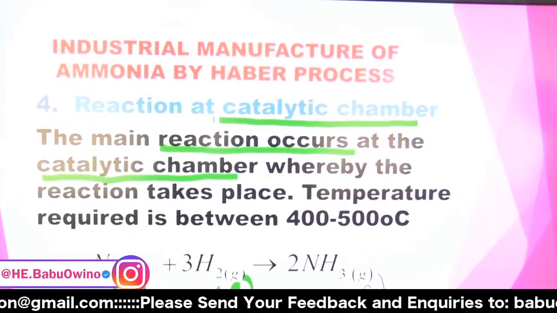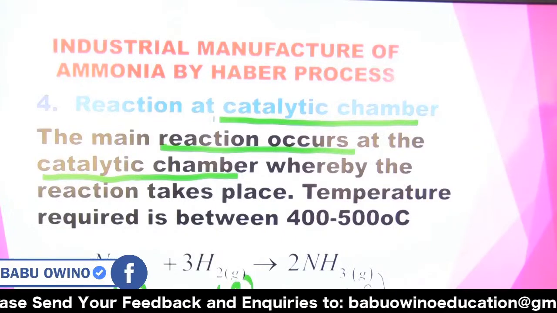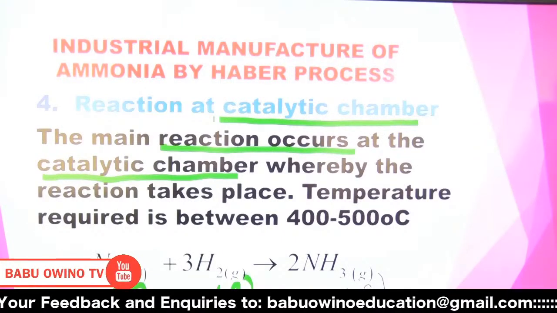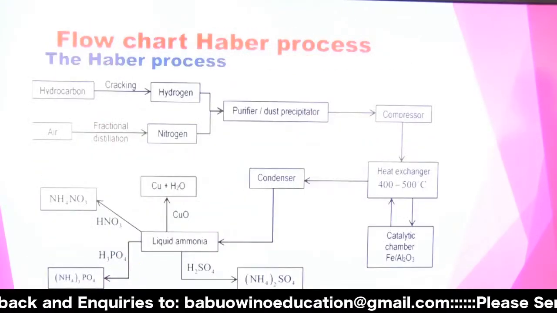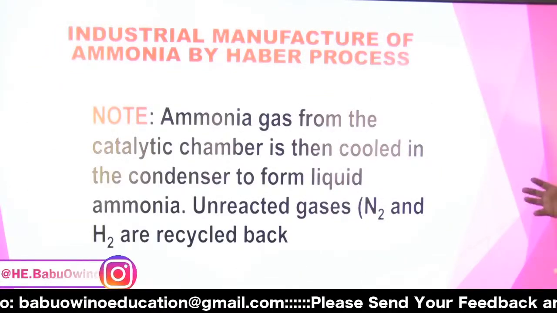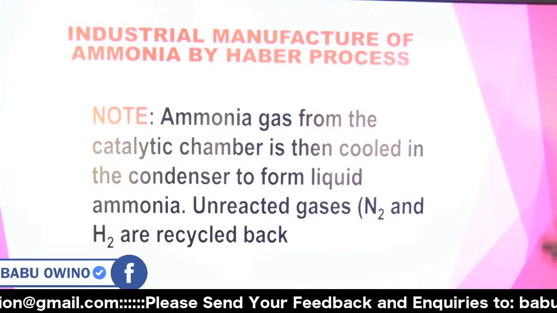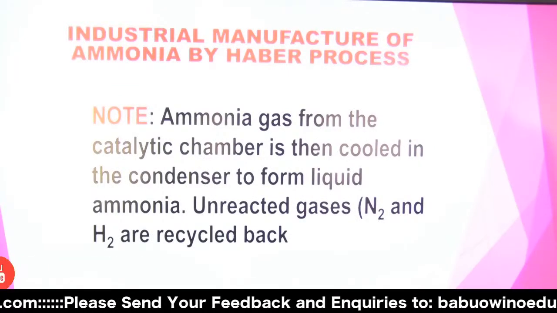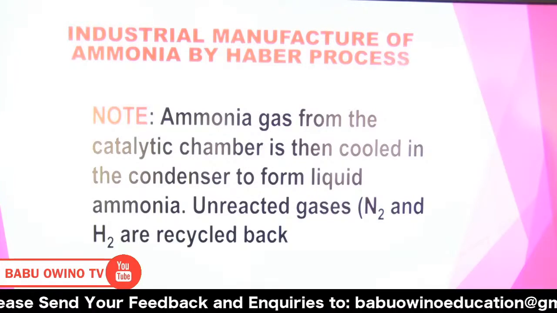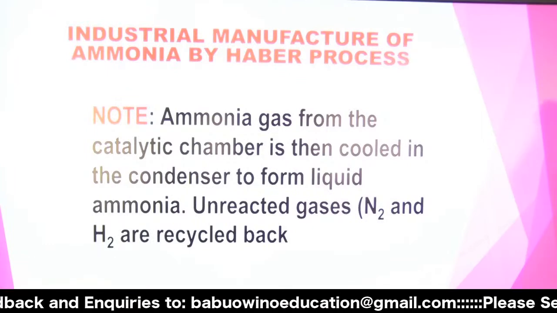Now the reaction has taken place. We have formed ammonia. This ammonia that is formed is again taken back to the heat exchanger for cooling. Note, the ammonia gas from the catalytic chamber is then cooled in the condenser to form liquid ammonia. Unreacted gases like nitrogen and hydrogen are recycled back. So that is very important for you to be able to capture.